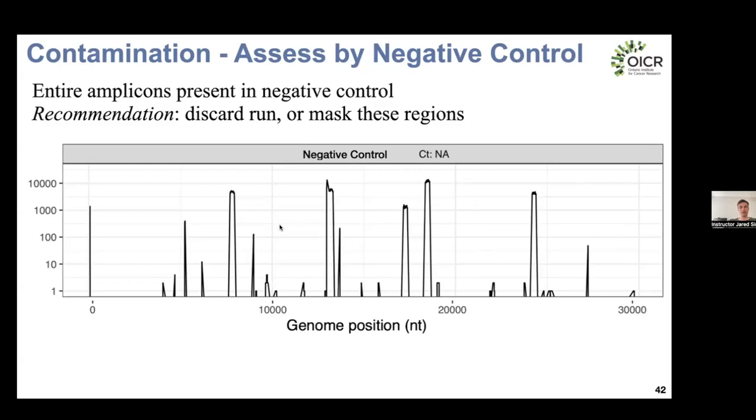Here's another negative control where we see these towers of coverage corresponding to different ARTIC amplicons. This is definitely not what we want. We could say that this sequencing run was contaminated, and we would recommend that it be discarded and reprocessed. Or you can try to mask the corresponding regions of the genome with Ns, but typically we would recommend that we discard those runs.